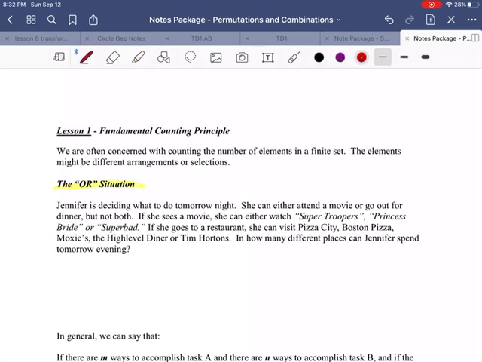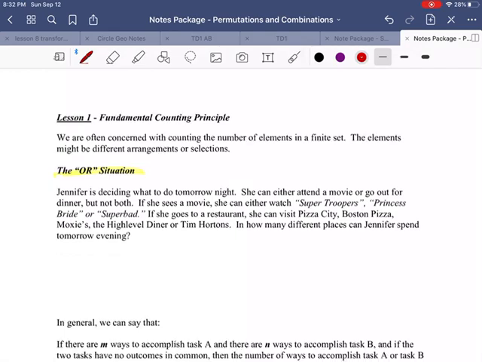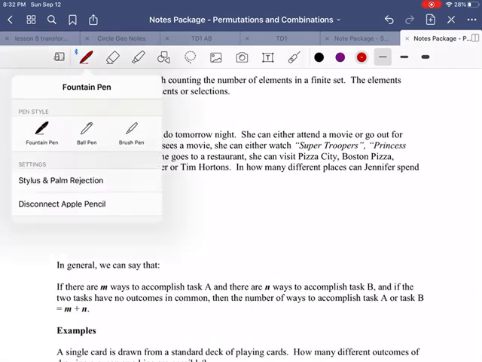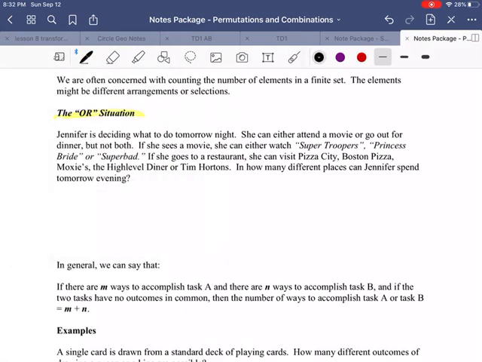The OR situation gives you a couple options. In this first example, Jennifer's deciding what she wants to do. She can go to a movie or go to dinner, but she can't do both. She's just got the evening to spend. She can watch Super Troopers, Princess Bride, or Superbad, so there's 3 movies that she can check out. And then she's got 1, 2, 3, 4, 5 restaurants. So in total, she's got 8 options.